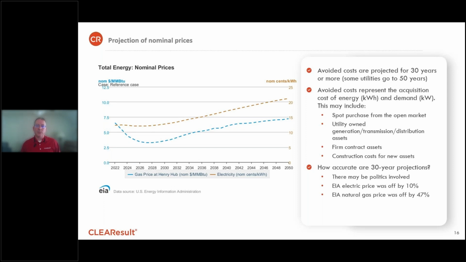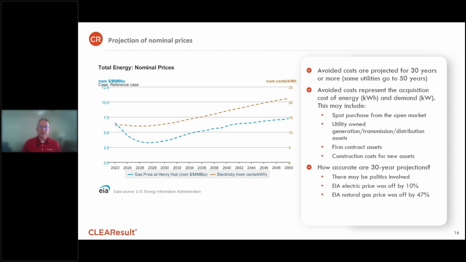EIA.gov, if you look at what they projected 20, 30 years ago versus what the costs actually were at the time of this analysis, which was several months ago. The EIA had projected, I think it was in 1993, the 2023 price, and the electric price was only off by about 10% for the country on average. So that's pretty decent. Counterpoint to that, the natural gas projection was off by 47%.